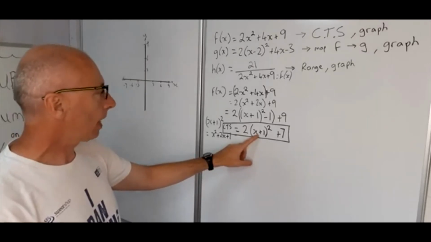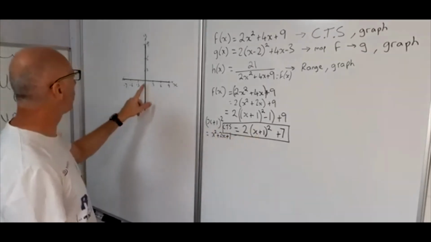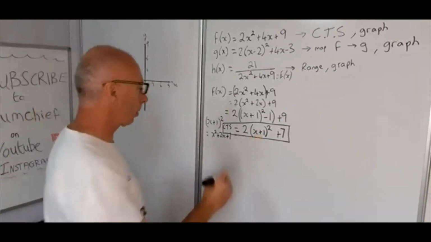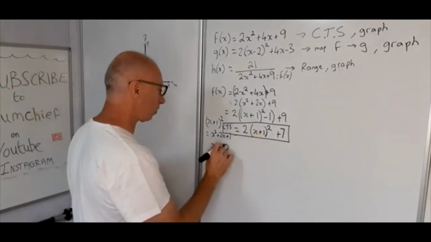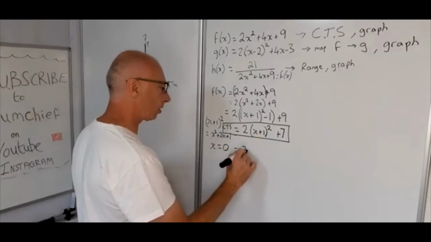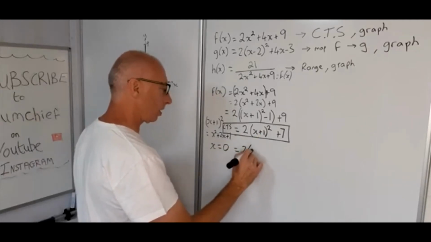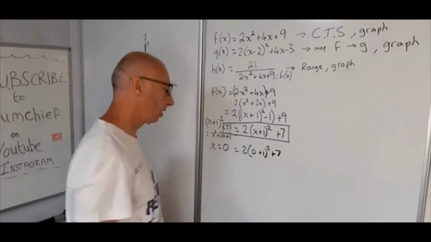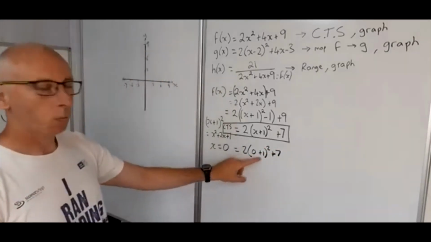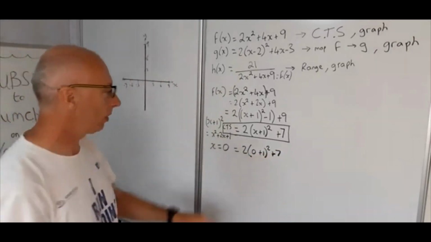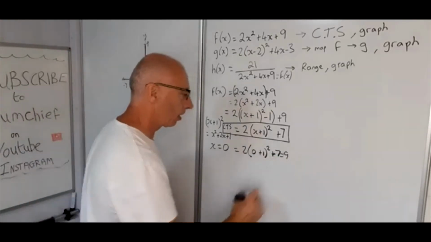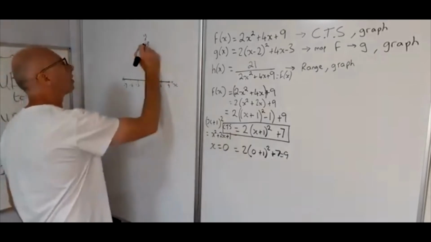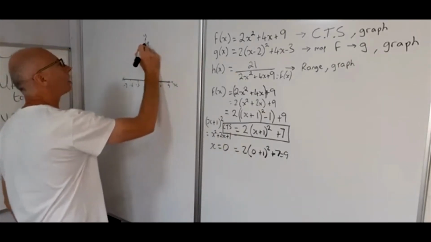Now, if we plug in x equals 0, we'll get our y-intercept. So let's write down here, x equals 0. We then get 2 times 0 plus 1 squared plus 7. So 2 times 1 squared is 2 plus 7, so that equals 9. So when x is 0, y is 9. So our intercept is going to be here.